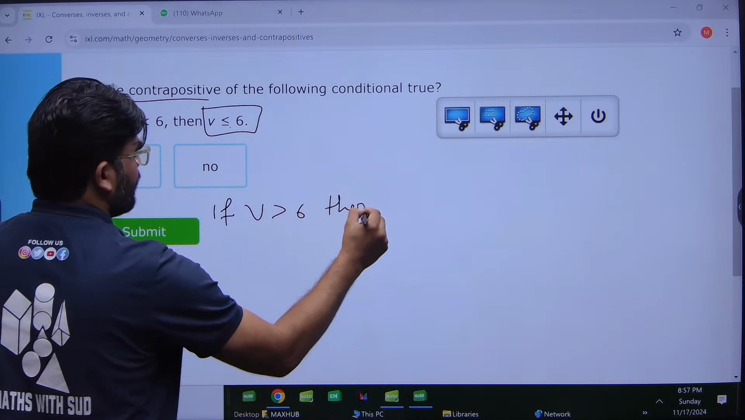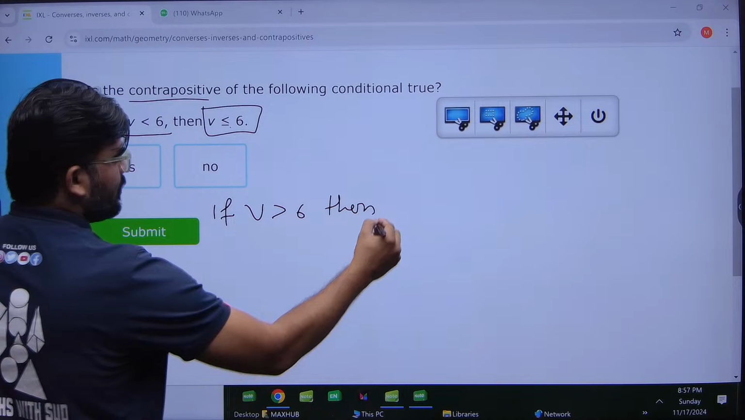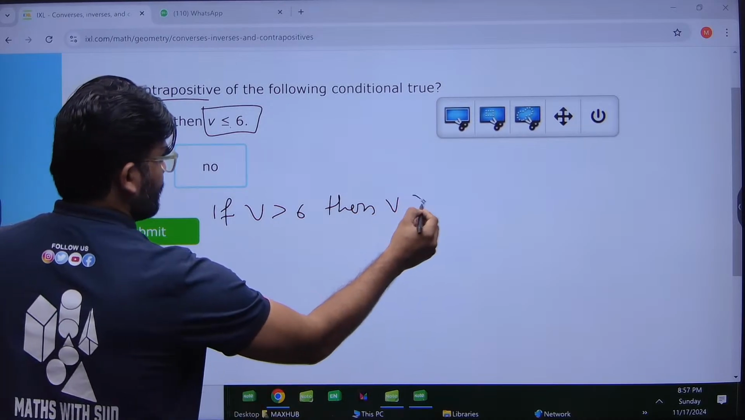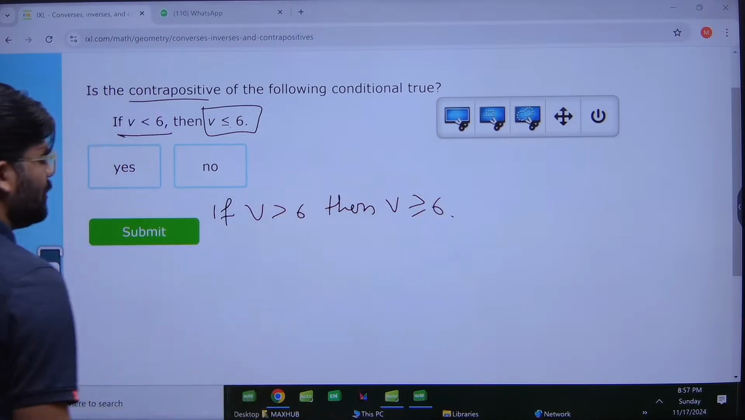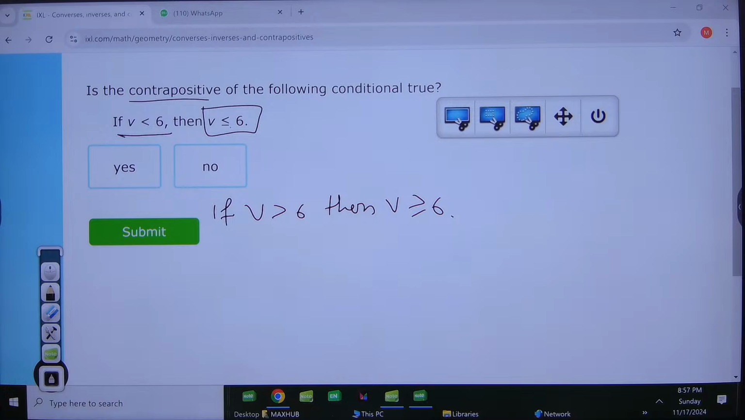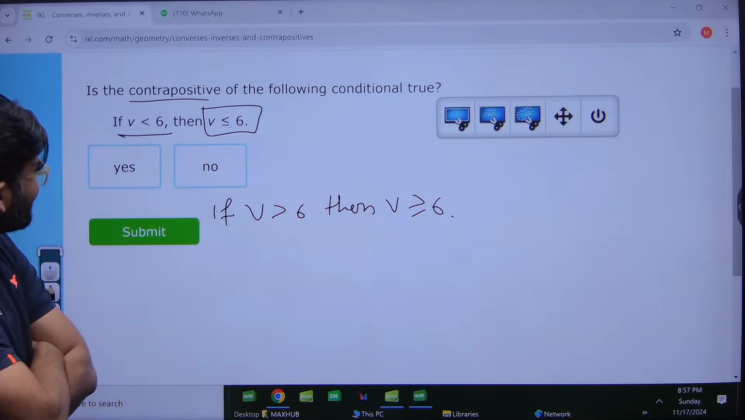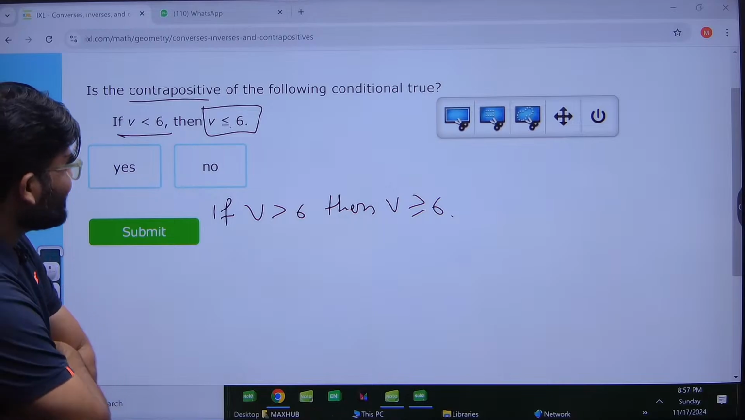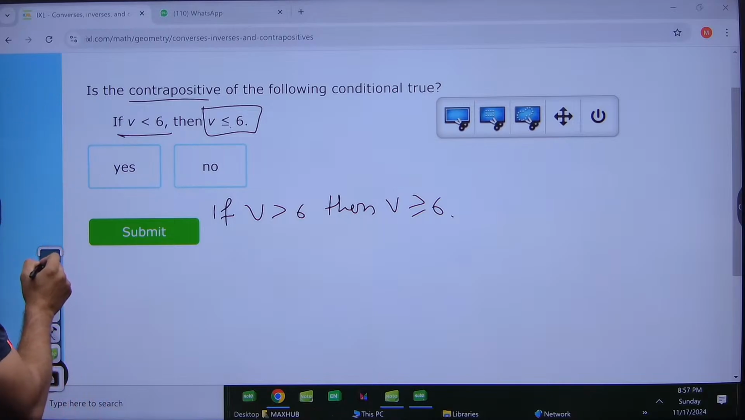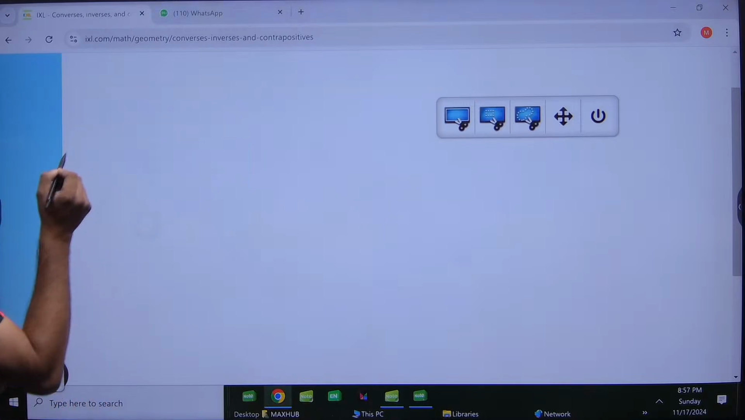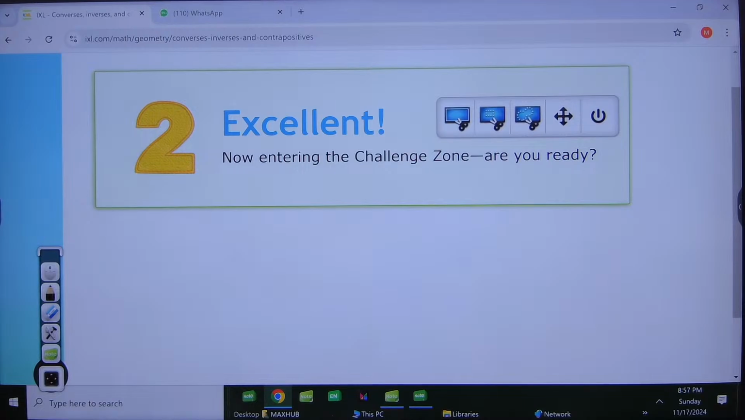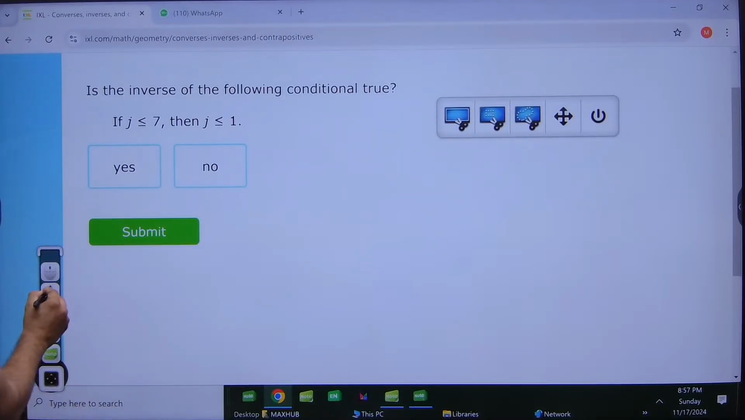Then negate this. V is greater than 6. No, greater than or equal to 6. Is this true? Yeah, that's making sense, right? It makes sense. Okay. Excellent. Inverse. Inverse means what do you need to do?